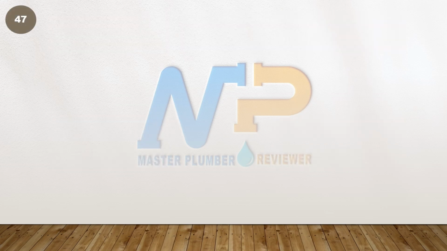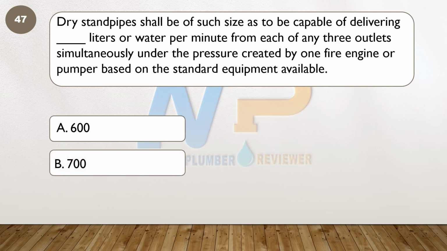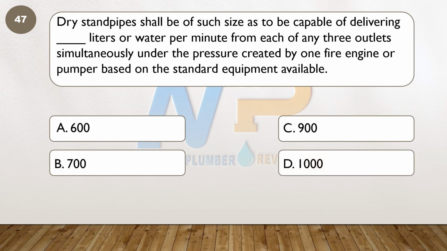Number 47. Dry standpipes shall be of such size as to be capable of delivering blank liters of water per minute from each of any three outlets simultaneously under the pressure created by one fire engine or pumper based on the standard equipment available. A. 600. B. 700. C. 900. D. 1000. The answer. It's C. 900.